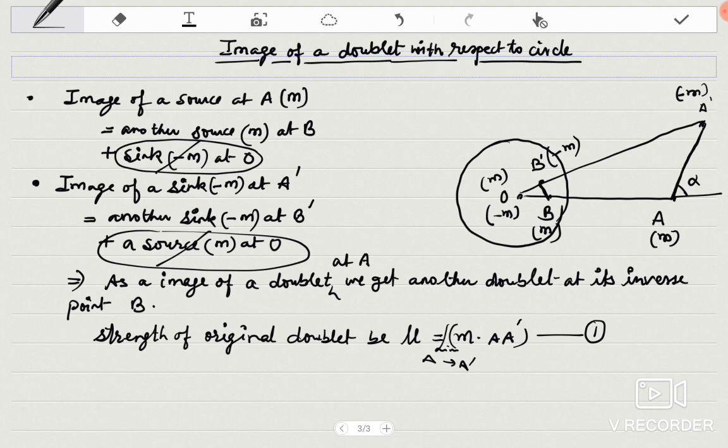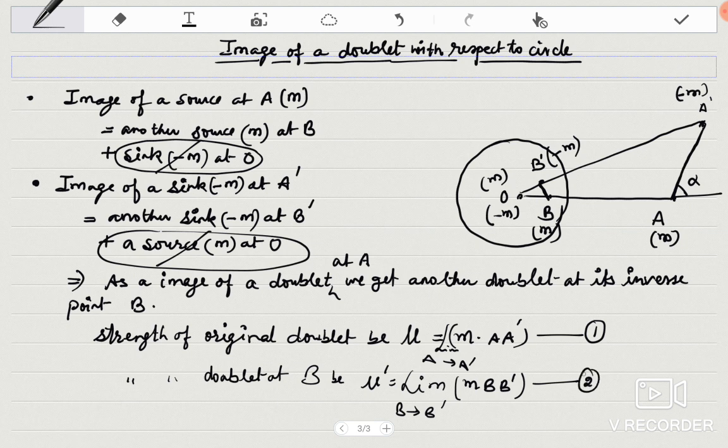Further, we know that to find the strength of the doublet at B, say mu dash, what would this mu dash be? It is the limit as B dash tends to B, because we go from source to sink, and here it is minus m, when B tends to B dash, it is m times B B dash. Now we have to find what its value is in terms of the strength of the original source.